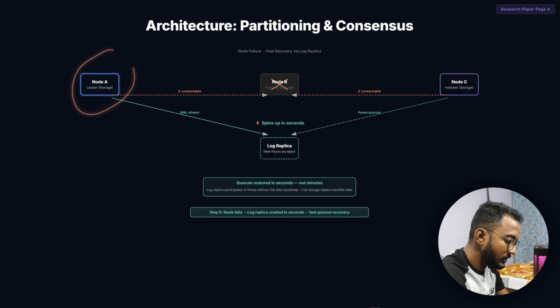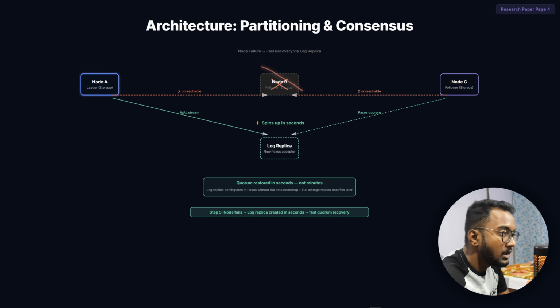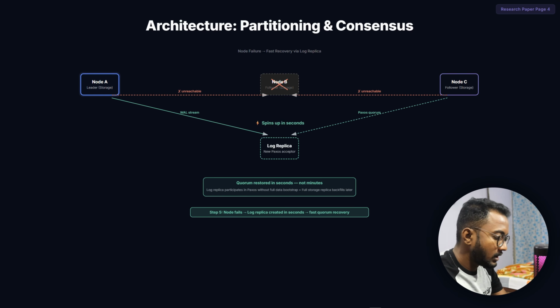So there are three nodes, node A, node B, and node C, where node A was the leader and the other two were followers. Now suddenly node B went down. Because the replica is unresponsive, the number of nodes which can participate in consensus is now down to 2.